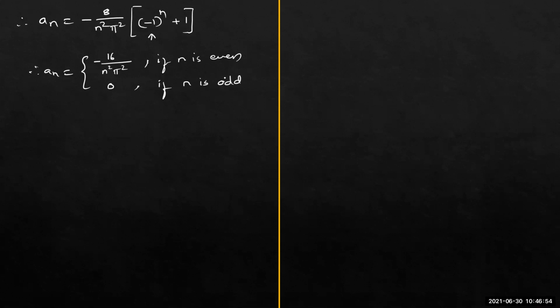So clearly we got the values of an. Now let me substitute everything into the formula. Therefore, the half range series, half range, let me also write it clearly.